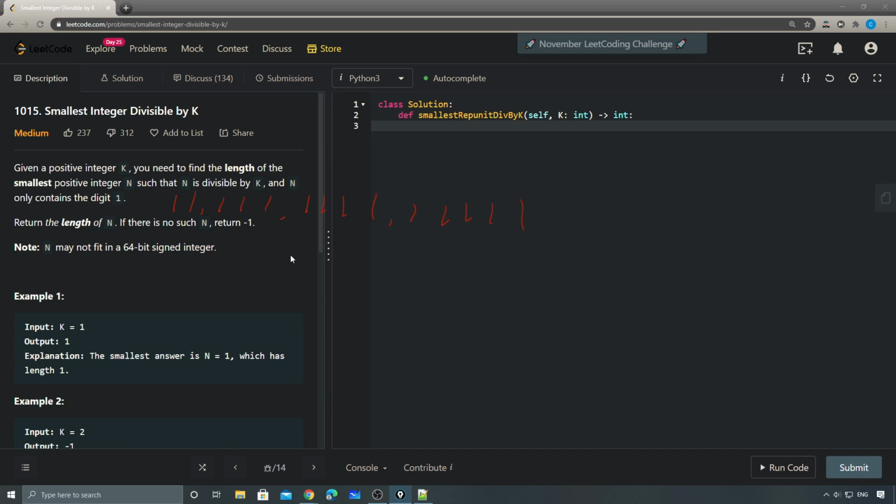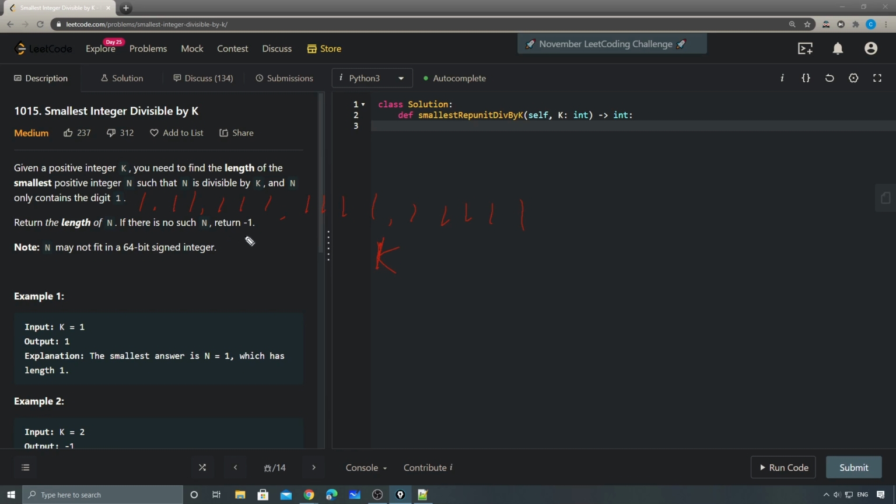So how do we solve it? I think here we need to make some observations. The first observation is like this. Let's say we start from one, and then we go the brute force way: one, one one, one one one, and so on. How many times do we need to repeat this? We should, at most, repeat this k times to either find this n or return -1.